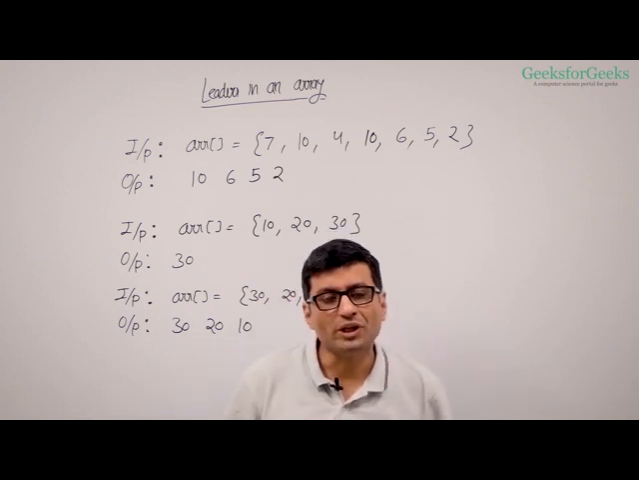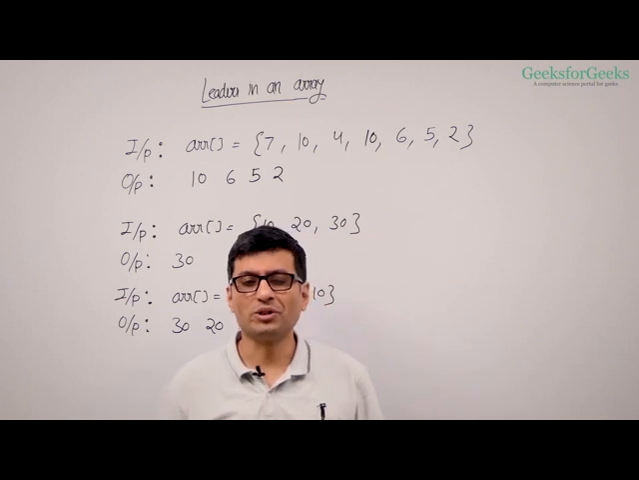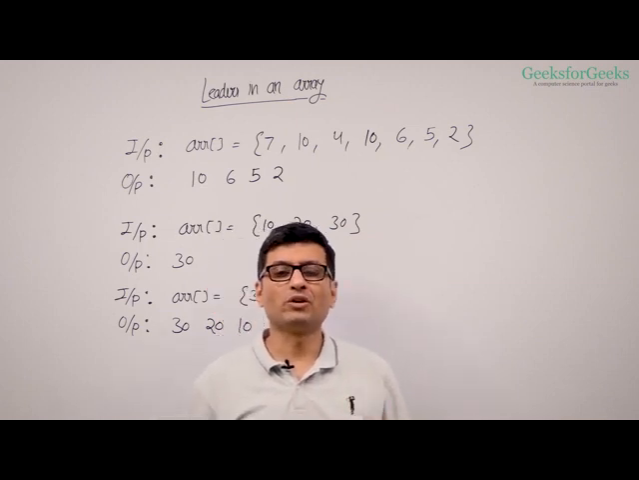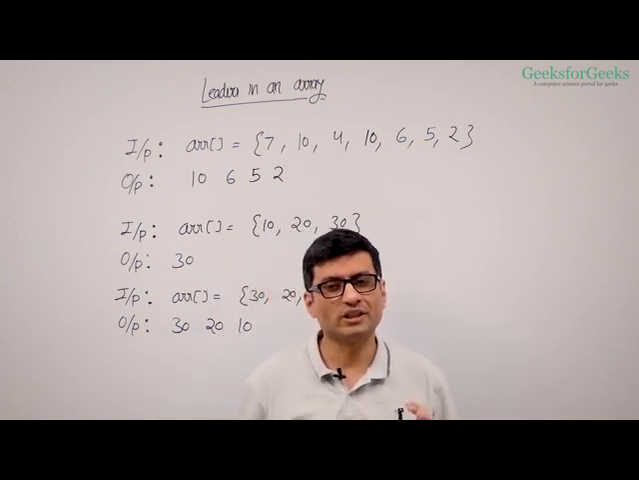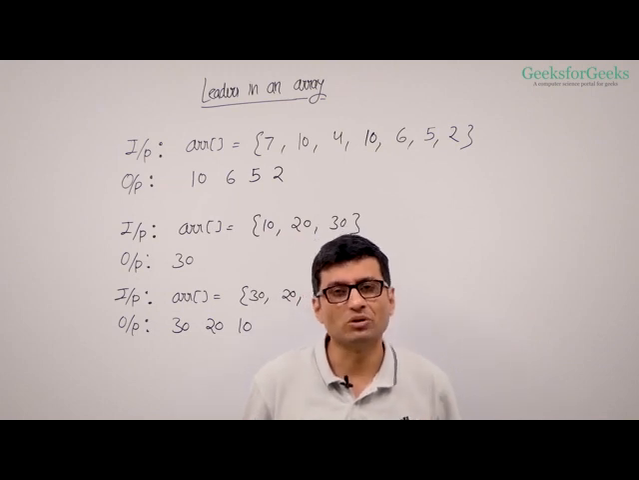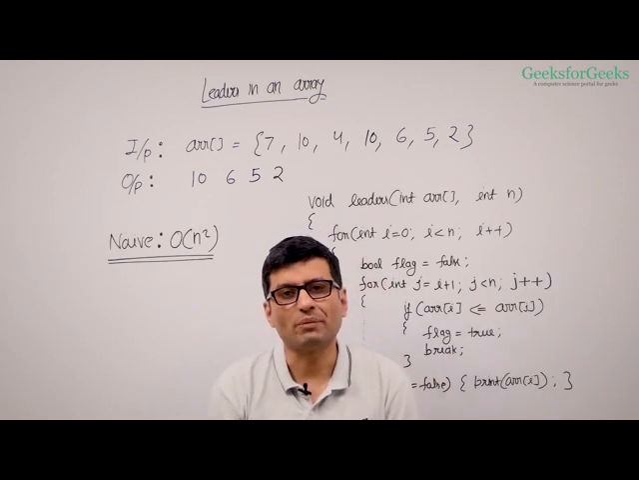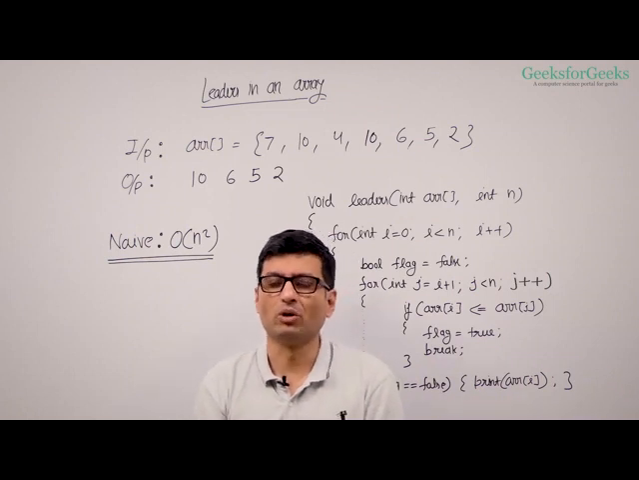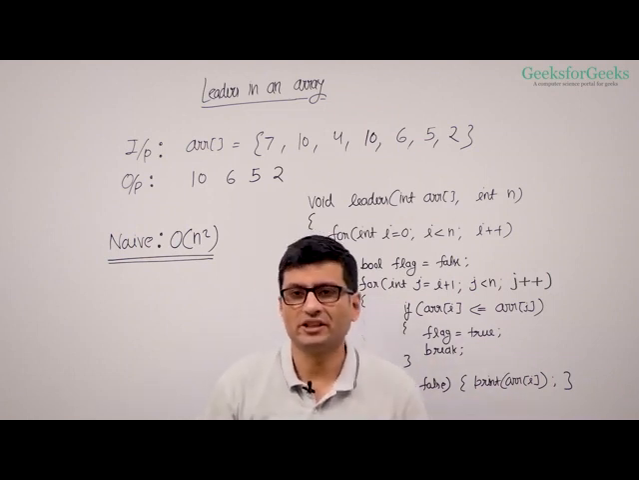Now please pause this video and try to write down a solution for this problem. We are going to talk about two solutions. One is n square and the second solution is n. Let us first talk about naive solution, which is big O of n square. And the idea is simple.